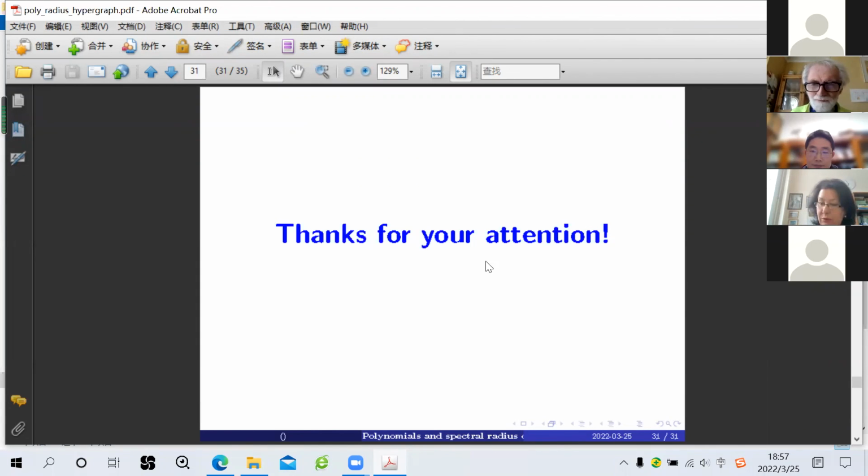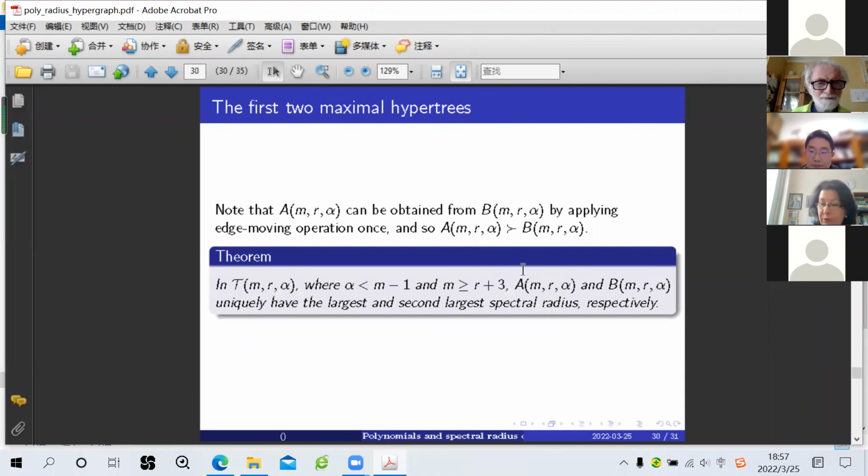I have a small question. Due to your talk, all results were obtained for hypertrees, right? Yes. Which means that you consider hypergraphs with no cycles. Yes, with no cycles. But do you have any results which were not included in your talk, but are due to hypergraphs having cycles?